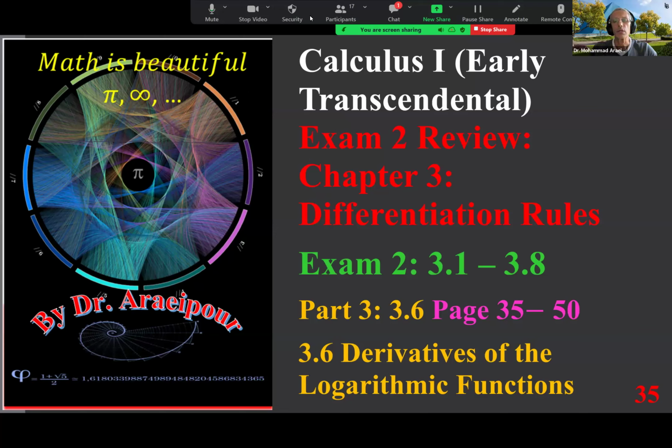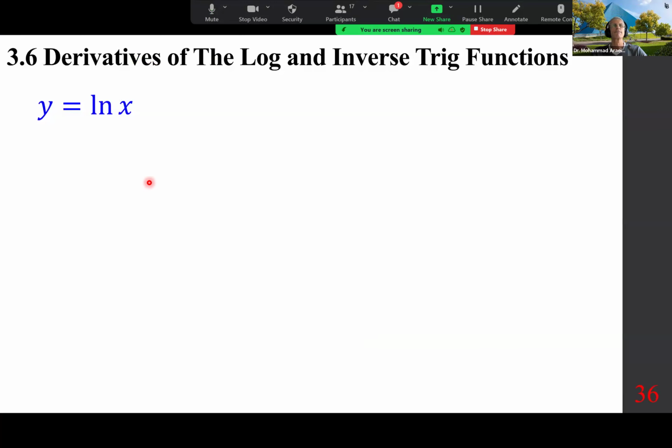Good afternoon, class. We are looking at exam 2 review, chapter 3, differentiation rules. And here's part 3, covering 3.6, derivatives of the logarithmic functions. (3.6) Derivatives of the log and inverse trig functions.